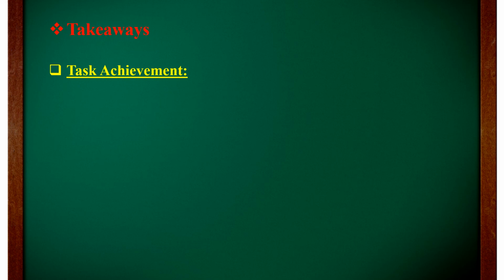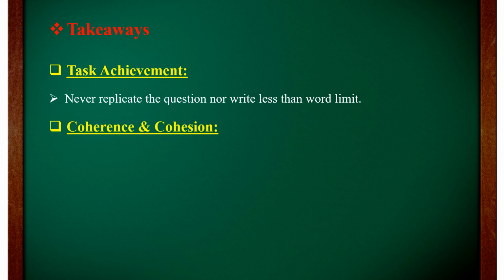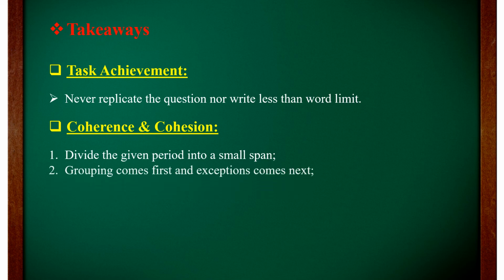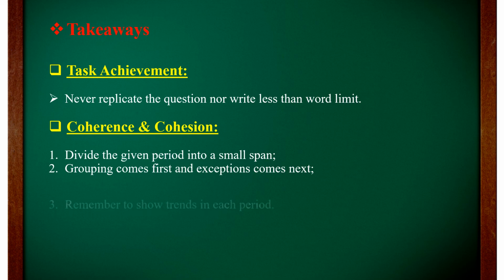Well, now it's time to recap all the takeaways from this video. First, task achievement. Never replicate the question, nor write less than word limit. Second, coherence and cohesion. 1. Divide the given period into a small span, so you are able to compare and contrast all feature figures where relevant. 2. In each span period, grouping comes first and exception comes next. 3. Remember to show trend in each period.